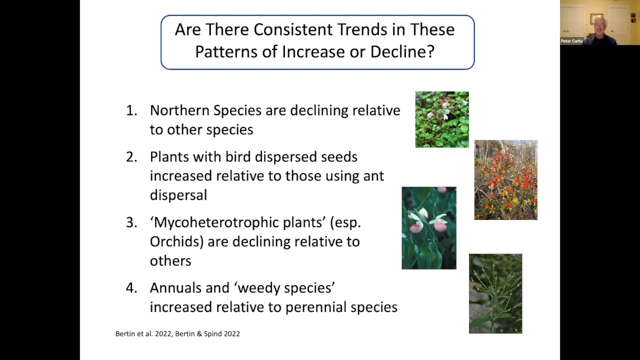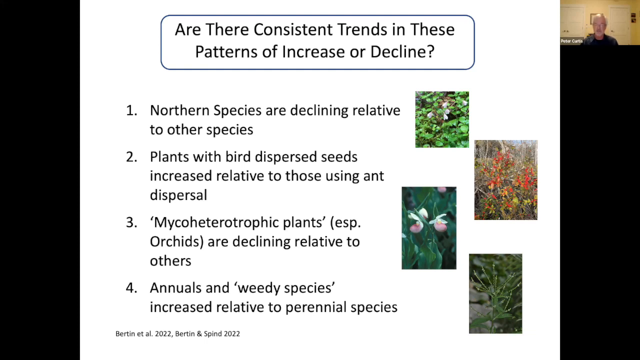Similarly, plants that had a strong symbiotic relationship with fungi, plants that we refer to as being mycoheterotrophic, strongly reliant on fungi for providing their resources, nutrients, particularly even carbon at different times of their life, especially orchids, appear to be declining relative to others that aren't so strongly symbolic or have this strong dependency on fungi, so that are non-mycoheterotrophic. So that seems to be a risk factor. And finally, as with vervain, annuals, weedy species seem to be increasing relative to long-lived perennial species.